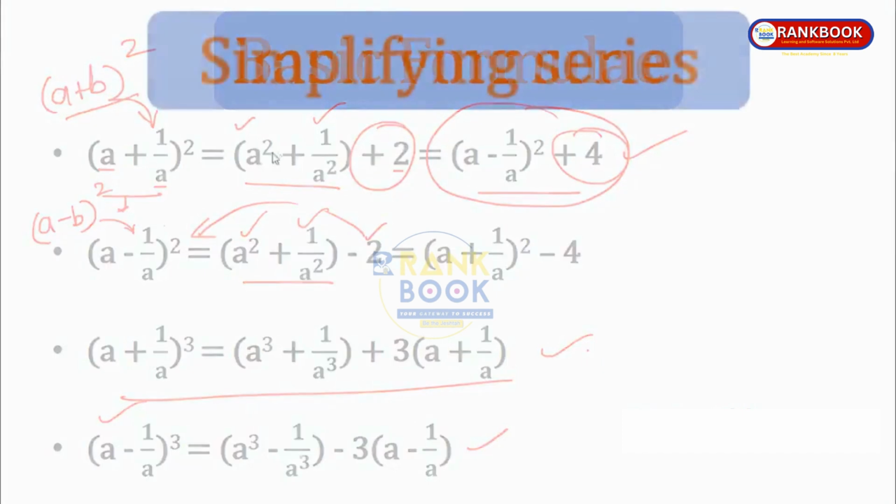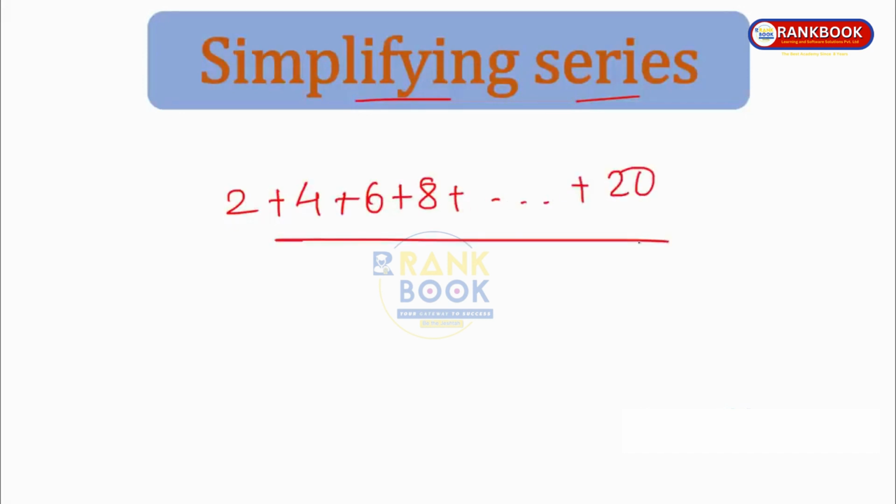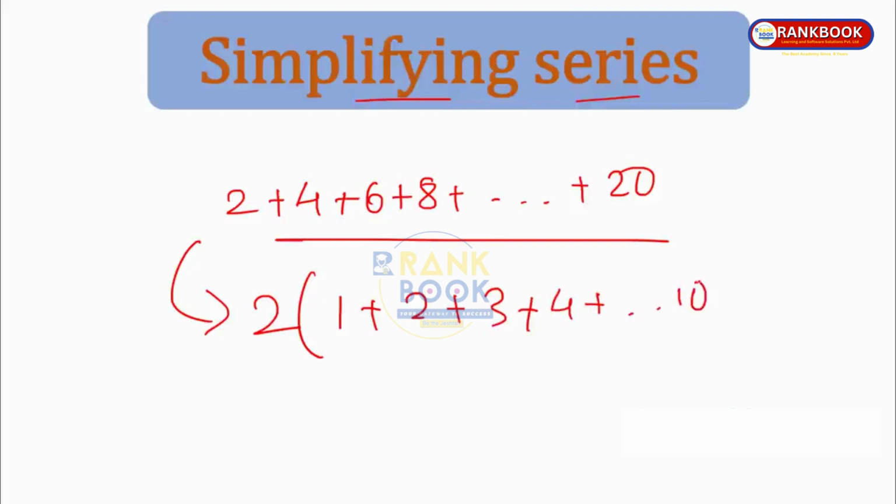Moving on, simplifying series. Many a times in exams you might be given numericals or sums like say 2 plus 4 plus 6 plus 8 plus so on till 20. So such series would be given. It is very, very easy to solve such kind of sums by a series of shortcuts, or some tricks. You can take say 2 common. Taking common is one trick. 1 plus 2 plus 3 plus 4 and so on till 10. You can add these multiplied by 2 and you can get the answer.